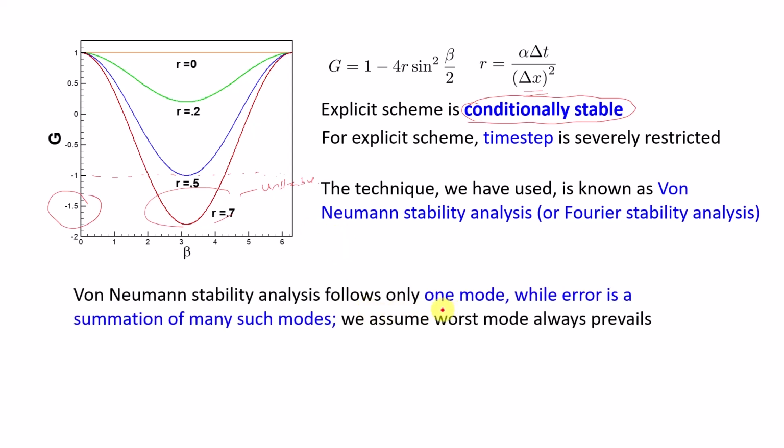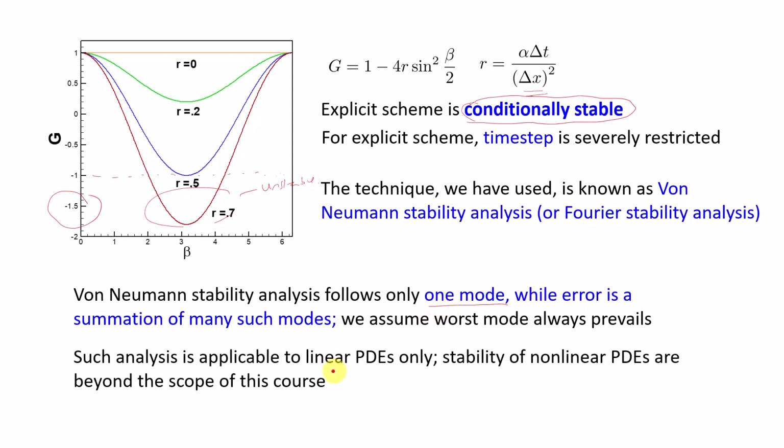Von Neumann analysis, of course, you have already seen that it follows only one mode. So this is a sort of modal analysis. But the main point is that error may be the summation of many such modes. But if we follow one mode, and if we follow the worst mode, then we'll get an idea of how this error will behave. Of course, following one mode for our analysis is possible only when things are linear, because linearity gives this superposition. You can break the modes and you can take one mode and analyze it.